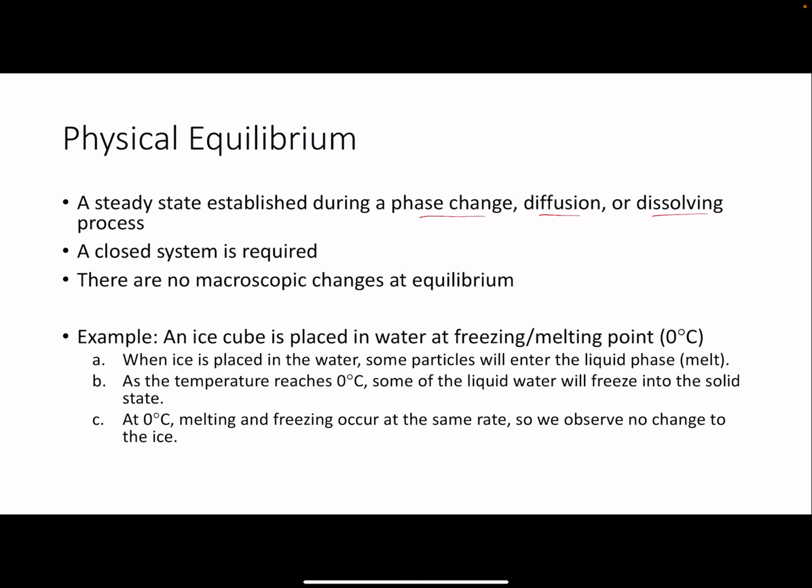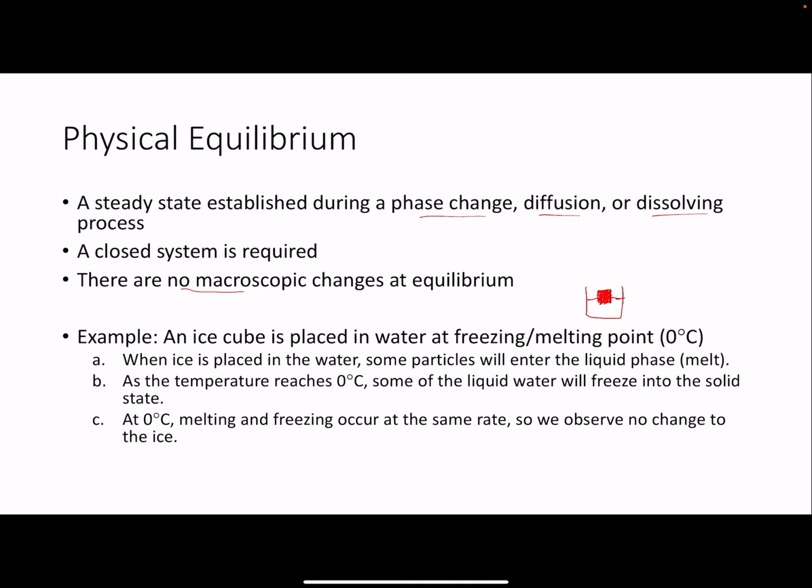It's wherever there's no chemical process, so it's a physical change, just as the name implies. It's still in a closed system, but in this case, there's no macroscopic change at equilibrium, so you can't see anything. That's an important factor, but there's something happening. The best example of this is if you were to place an ice cube, rather than water, in a cup of water at 0 degrees. This is what happens in the winter a lot of times too, where we get freezing rain and ice conditions on the road.